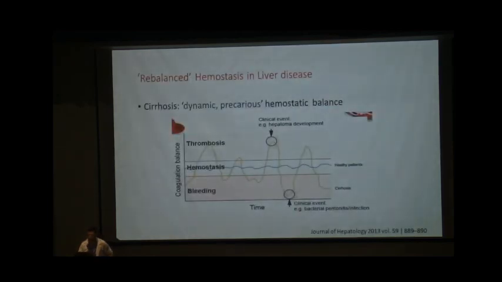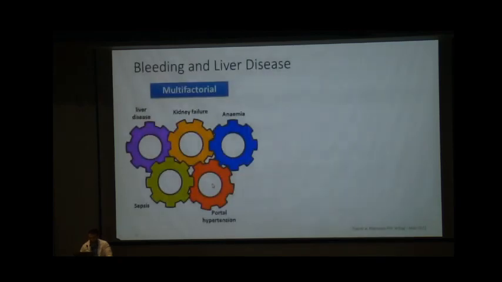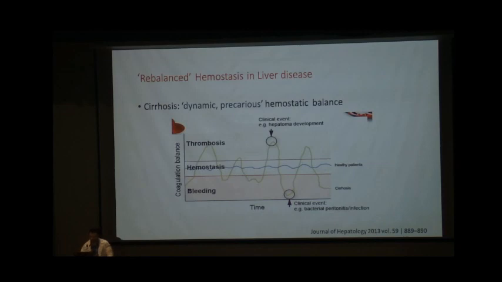So there is a rebalanced hemostasis in liver disease. In a healthy adult, a state of homeostasis is maintained. However, in cirrhosis, it is a dynamic and precarious balance, oscillating between bleeding and thrombosis. Whenever there is a clinical event like SCC or endothelial dysfunction, it promotes thrombosis. However, in the presence of infection, bacterial sepsis, or acute kidney injury, it predisposes to bleeding. So the patient is maintaining a very, very narrow balance, oscillating between a state of thrombosis and bleeding.